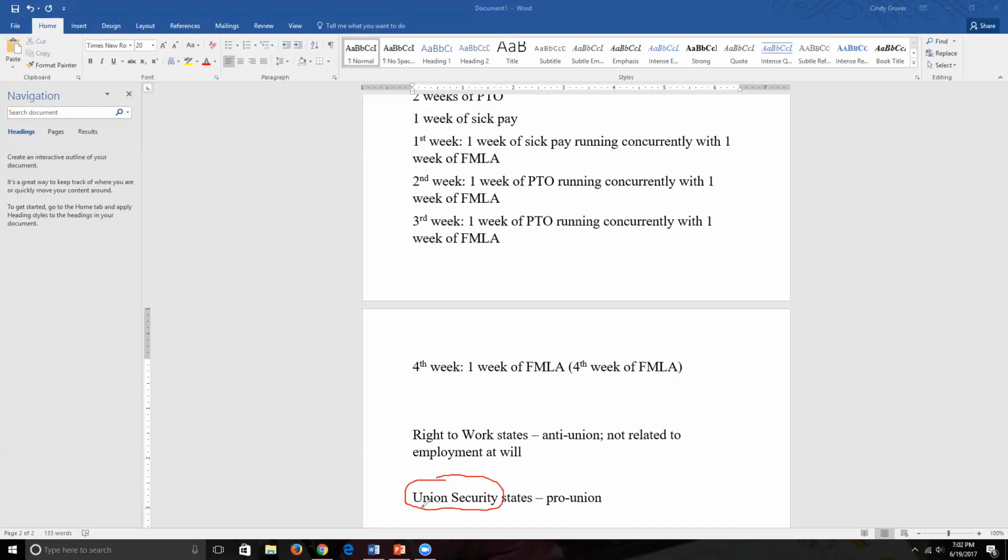Similarly, a union could fail because there are costs associated with running a union, and if no one's willing to pay the dues that essentially are the union sales, then the union's going to fail. So there is an argument for union security states. It lets the union be fiscally sound, which allows the union to continue to successfully represent the employees.